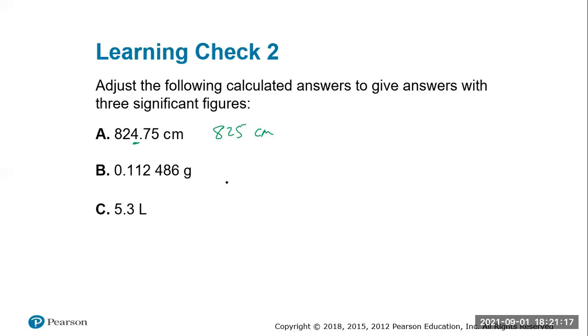We then would go left to right. We would actually start counting here at the 1, and that's significant. Here we would look at the 4, and we would basically drop everything after and leave it as 0.112 grams. That gives us 3 significant figures.